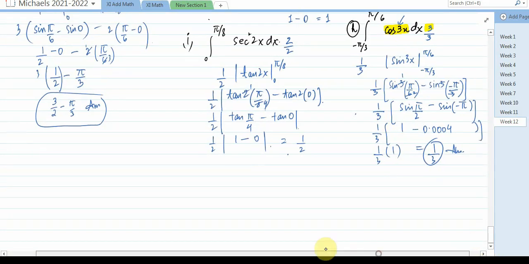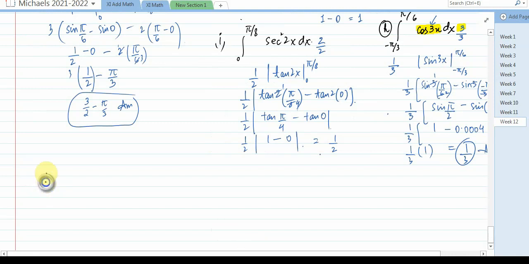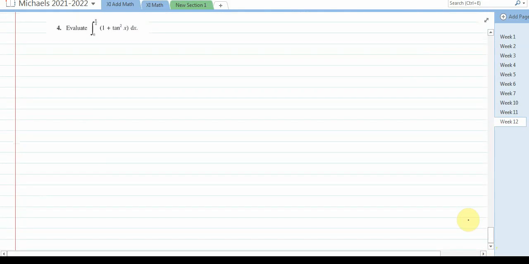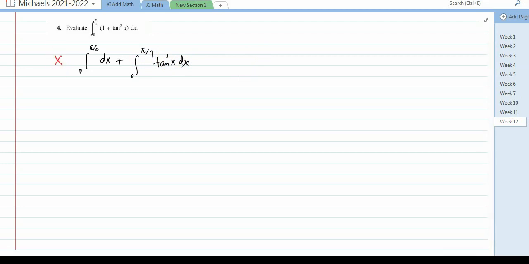It's question number 4 from the same exercise. It says evaluate from 0 to pi by 4, 1 plus tan square x dx. So the first step is integral from 0 to pi over 4, 1 times dx plus integral from 0 to pi over 4. In fact, no, because we are going to get stuck at this point, right? So this method is not right because we don't have the integral of tan square x, right?